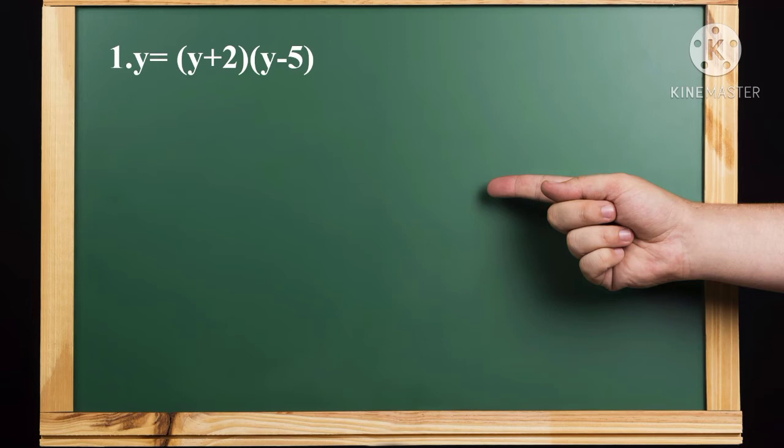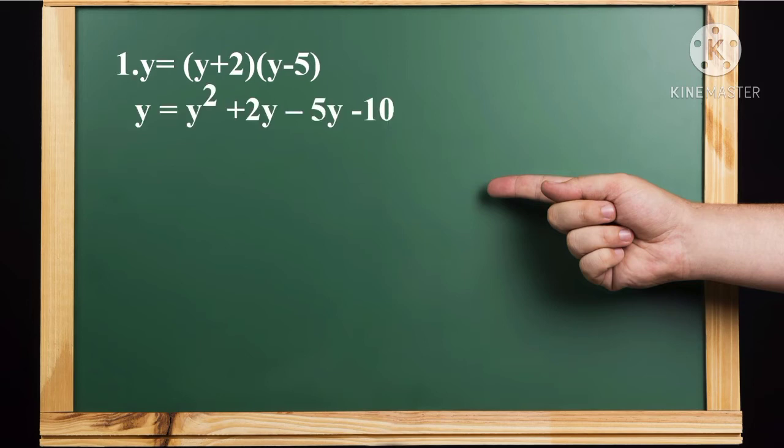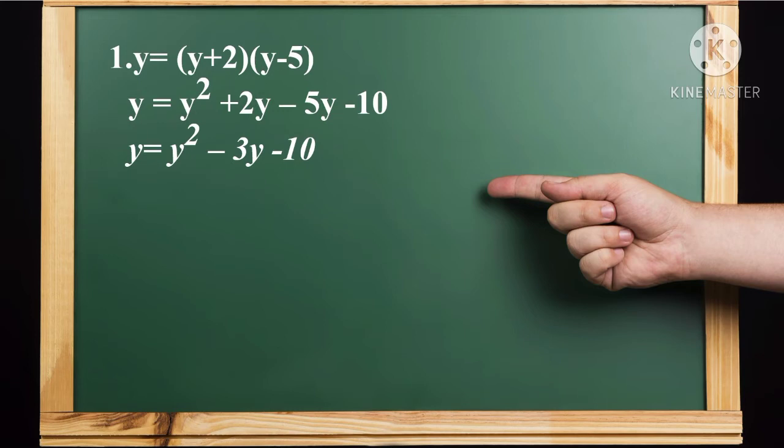The first one, y is equal to the quantity y plus 2 multiplied by the quantity y minus 5. So by multiplying these binomials, we can get y is equal to y squared plus 2y minus 5y minus 10. So you combine like terms and we can get y is equal to y squared minus 3y minus 10. As you can see, this function is already in standard form since the exponents are in decreasing order.